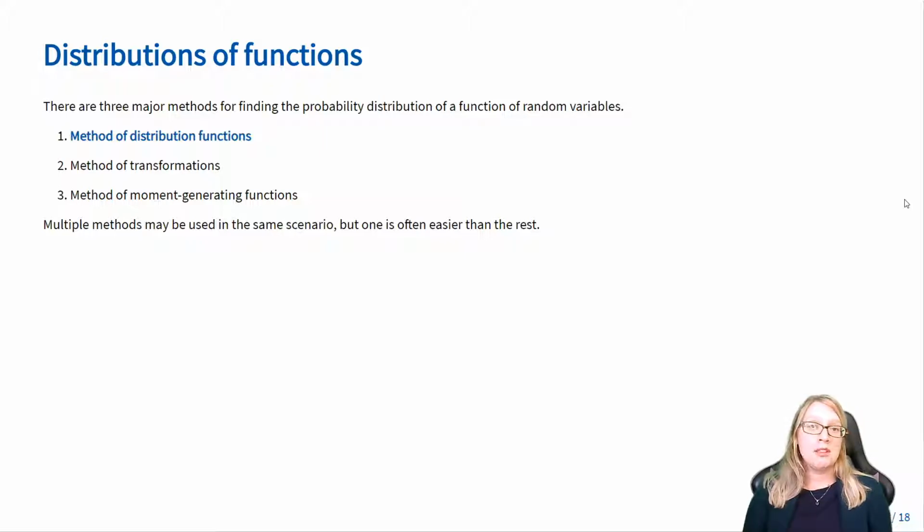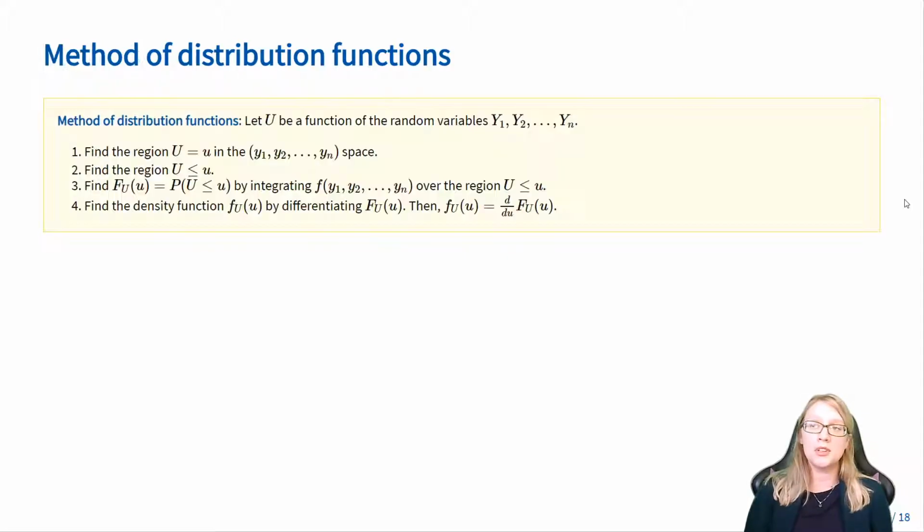Multiple methods may apply in the same scenario. However, it usually turns out that one method is easier than the rest. For example, if we're interested in finding the distribution of a linear function of random variables, say y1 plus y2 all the way up to yn, this third method, the method of moment generating functions, turns out to be quite a bit easier. If we have a monotone, so non-increasing or non-decreasing function, the method of transformations is a fantastic shortcut. The most general of these three methods is the method of distribution functions. So that's the one we'll start with.